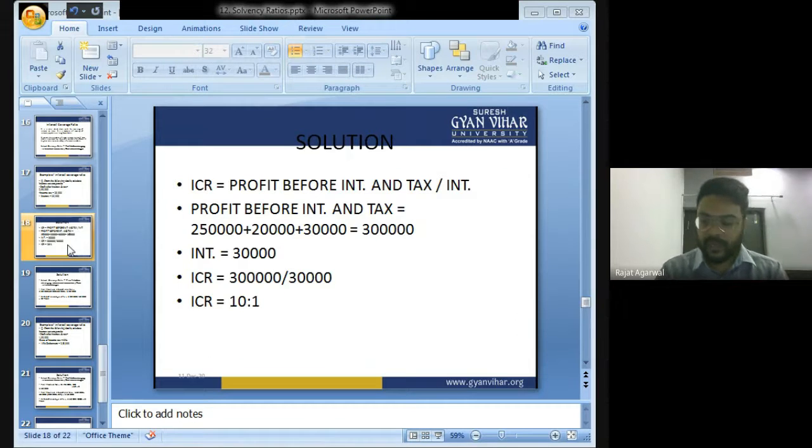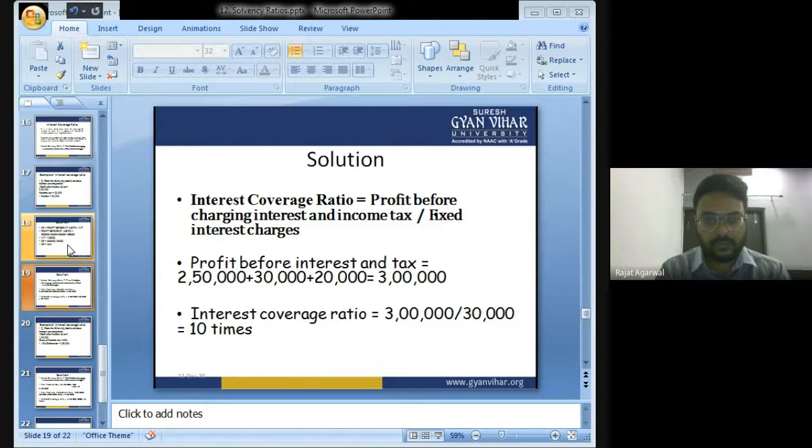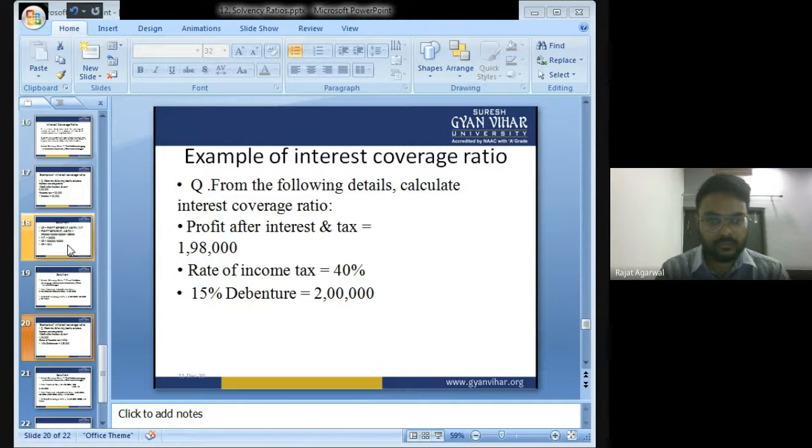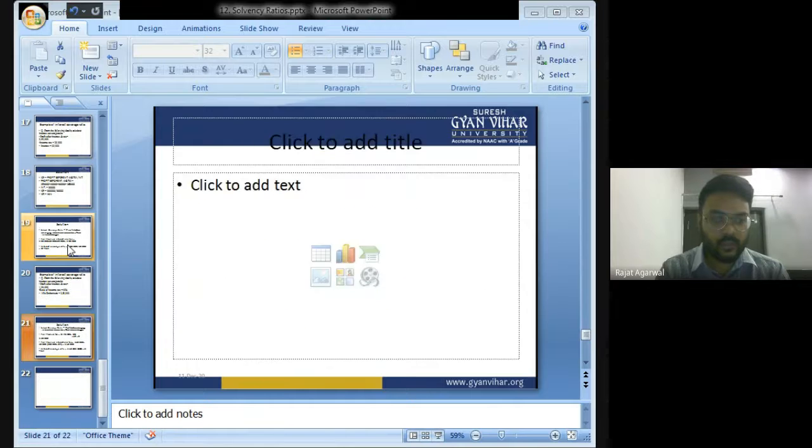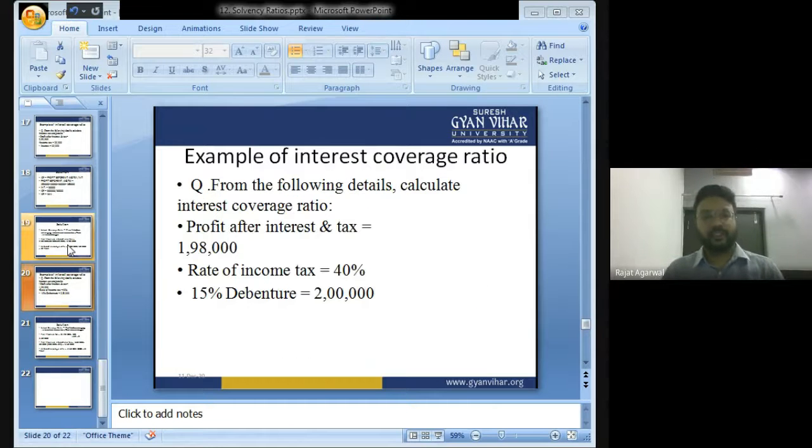Now let's move ahead. Okay, let's do one more illustration of interest coverage ratio. From the following detail, calculate interest coverage ratio. Profit after interest and tax 1,98,000. Rate of income tax 40,000, 15% debenture, that is 2 lakh.